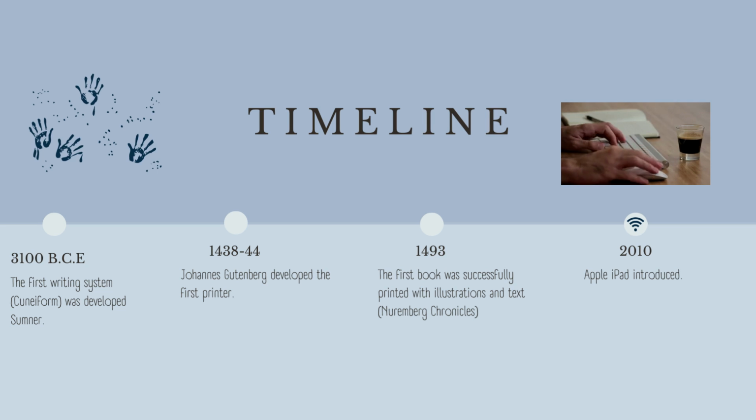The timeline of paper or printing. So, first, in 3100 BCE, the first writing system, or the cuneiform, was developed in Sumer, or what is now modern day Iraq. Around 1438 to 1444, Johannes Gutenberg developed the first printer, his printing press. In 1493, the first book was successfully printed with illustrations and text. This was the Nuremberg Chronicles. And finally, in 2010, the Apple iPad was introduced.